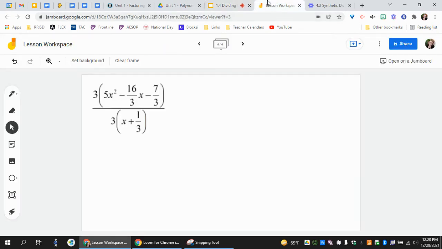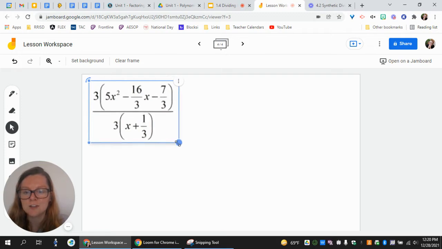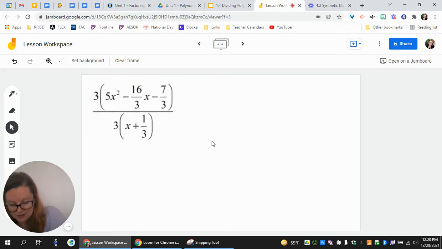So I'm going to jump over here. Again, all I did was just factor out a 3, and the reason I did that is because I want to cancel out these 3's right here, and now we have something that we can use synthetic division by.